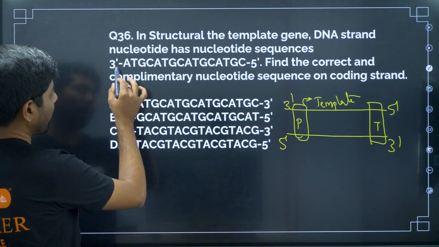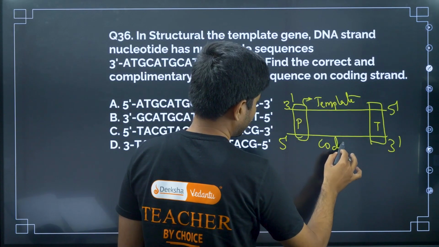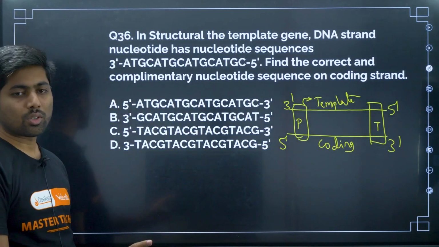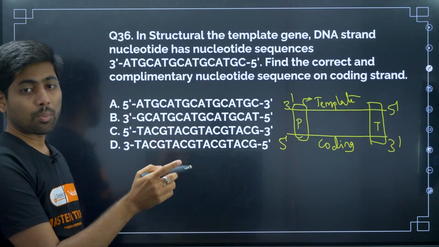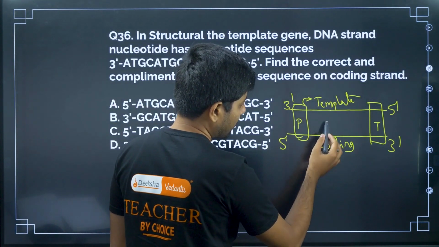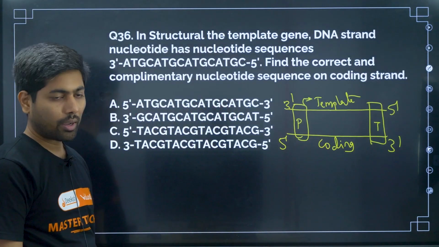right? Now this is what they have given, ATGC. This is coding, right? Here these names are given, it's not like the proper ones. They're given as misnomers, correct? Now this is coding. Why? Because this is the template. Whatever is complementary to this is similar to the mRNA, correct?